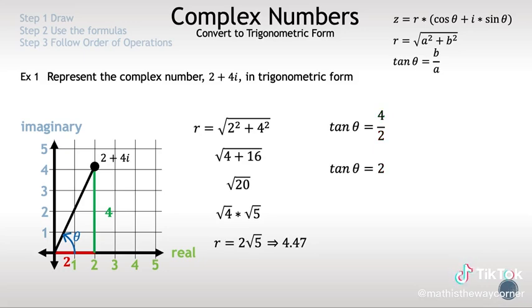And 4 over 2 is 2. So now we have tangent theta is equal to 2. Let's take the tangent inverse on both sides. So now we have theta is equal to tan inverse of 2, and tan inverse of 2 is 63.1 degrees.